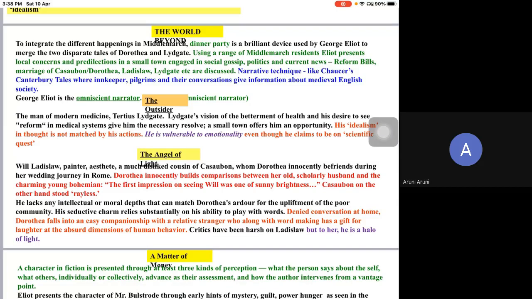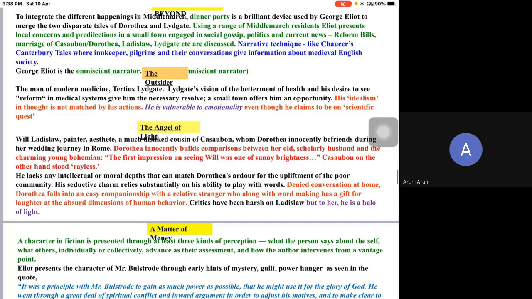It was an easy companionship with a relative stranger who, along with word making, has a gift for laughter at the absurd dimensions of human behavior. So this is how their friendship develops. Critics have been hard on Ladislaw, but to her, he is a halo of light, a matter of money.